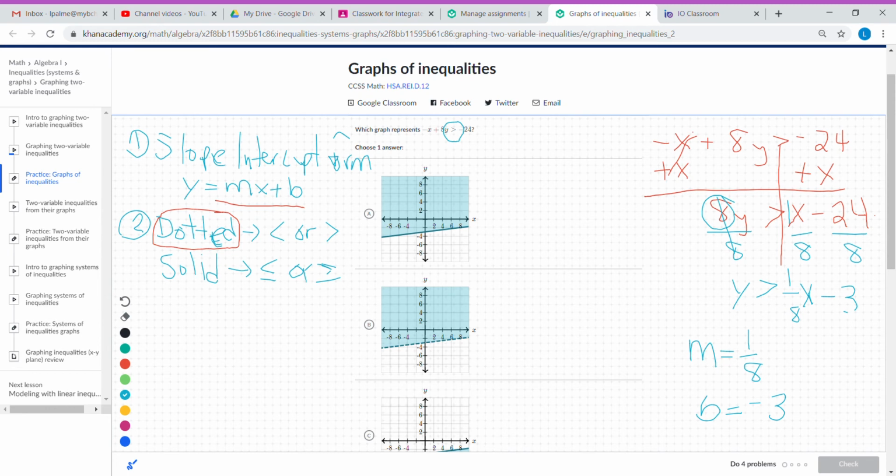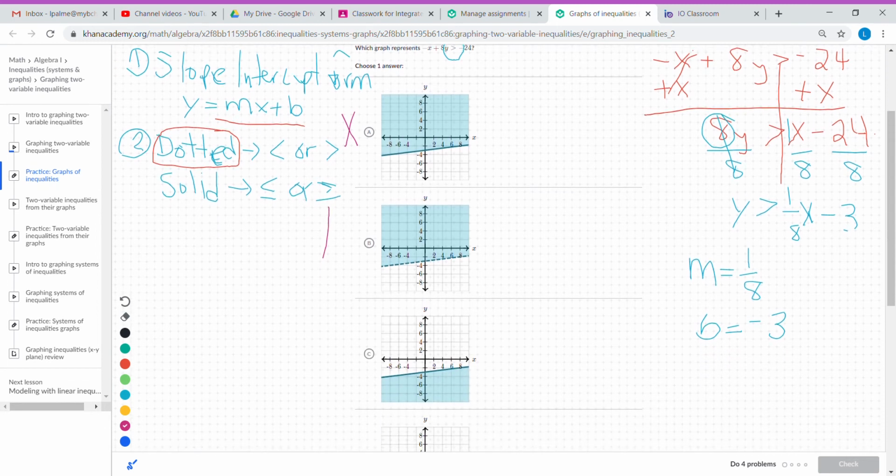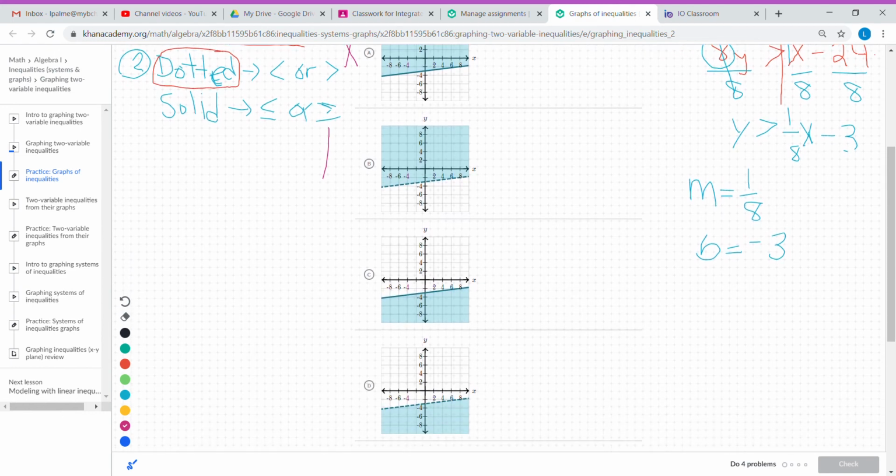So we are going to look through our choices now. So now we know A cannot be an answer because, first off, it is a solid line. B can be an answer because it is a dotted line. C cannot be an answer because it is a solid line, not a dotted line, which we need. And D could also be a possibility. So now we need to know that we need to start at negative 3. Both of these equations start at negative 3. Now we need to know the one that's going to go up 1 to the right 8. They both go up 1 to the right 8.